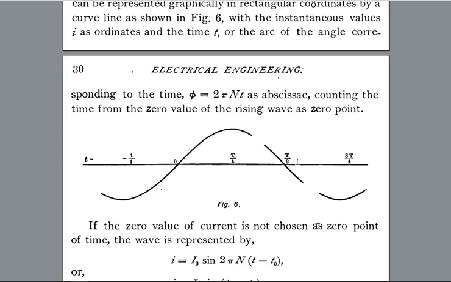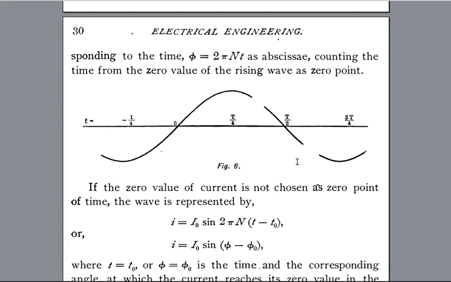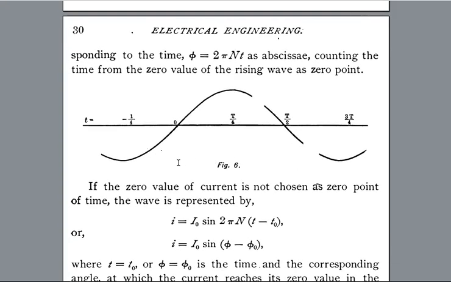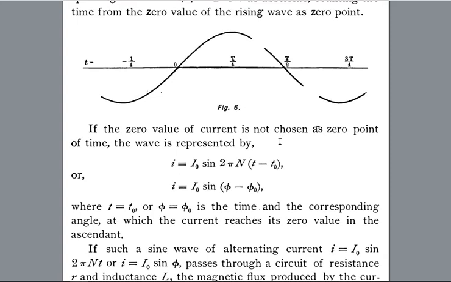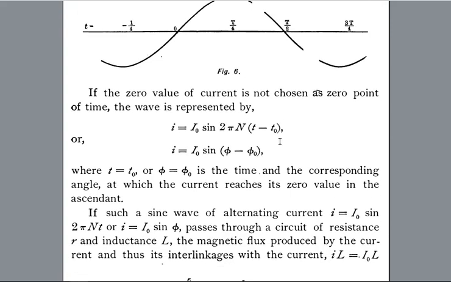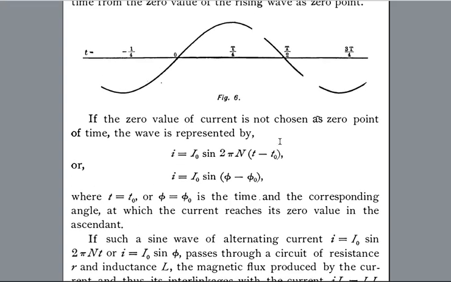If the zero value of current is not chosen as the zero point of time, the wave is represented by I = I₀ sin 2πn(t − t₀), or I = I₀ sin(φ − φ₀), where t = t₀ or φ = φ₀ is the time and the corresponding angle at which the current reaches its zero value in the ascendant.